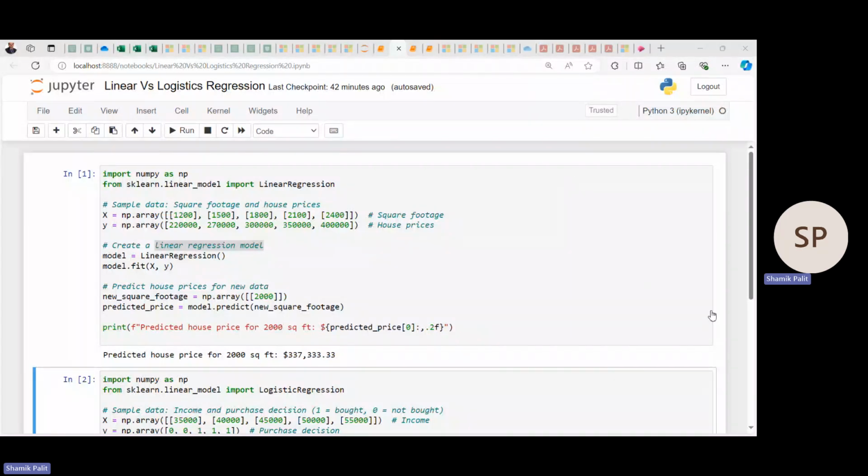As you can see in this example, we have used a specific package from the scikit-learn model, which is linear regression. Here we have taken certain sample data and represented it in the form of an array. This is basically the square feet of the house, and we have also considered the price associated with the house.